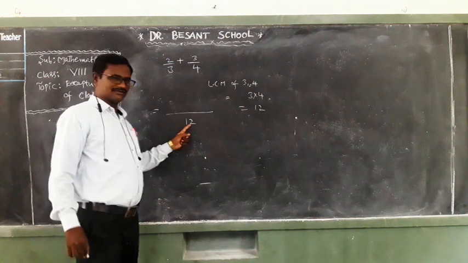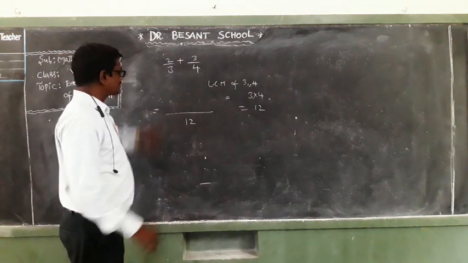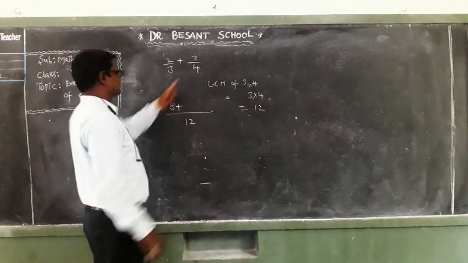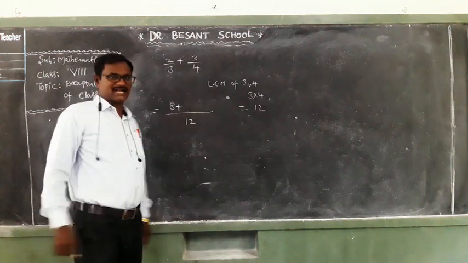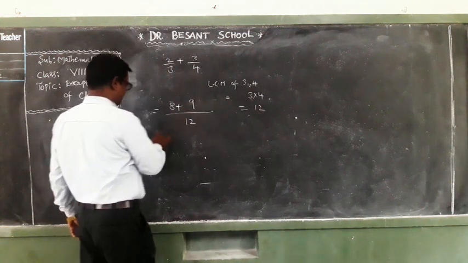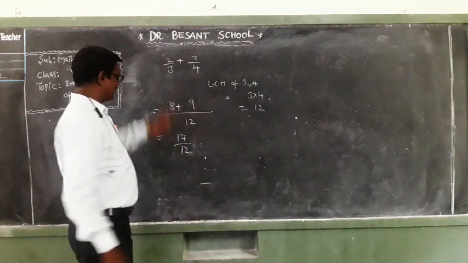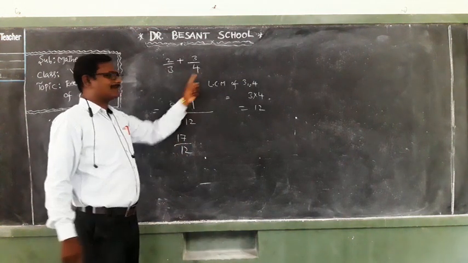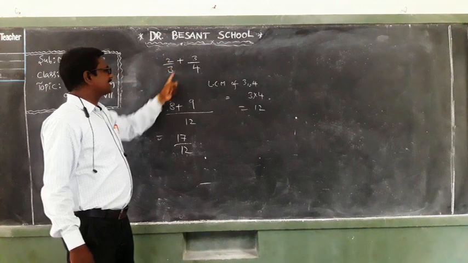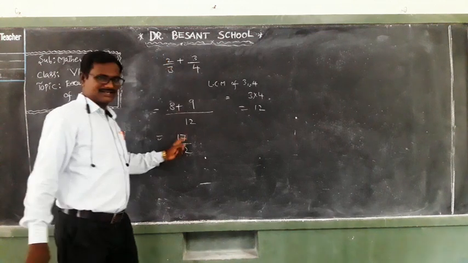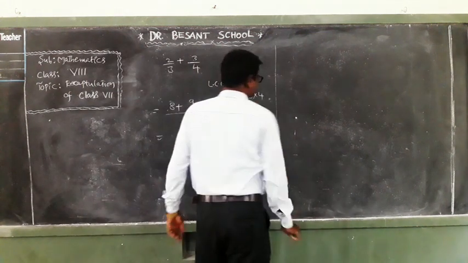3 how much are 12? 3 4s are 12. 4 2s are how much? 8. Plus 4 3s are 12, 3 3s are 9. 8 plus 9 how much? 17 by 12. So this is the addition value of 2 by 3 and 3 by 4. 2 by 3 plus 3 by 4 is 17 by 12.